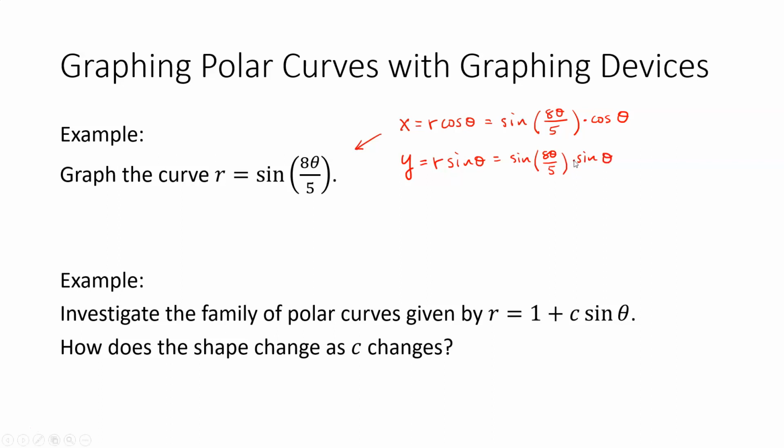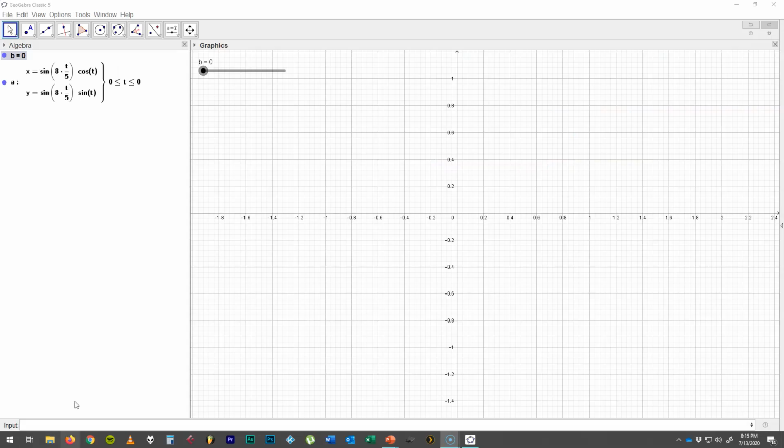Okay. Now I'm going to switch over to GeoGebra, and that'll allow me to enter these parametric equations into a parametric curve, and we can see how this curve is traced out as the angle theta sweeps through some values. So as you see here in GeoGebra, I have those parametric curves entered. For x, I have sine of 8 theta over 5 cosine theta. Here I'm just entering t instead of theta. And then y equals sine of 8t over 5 times sine of t. So those are the parametric equations of the curve r equals sine of 8 theta over 5.